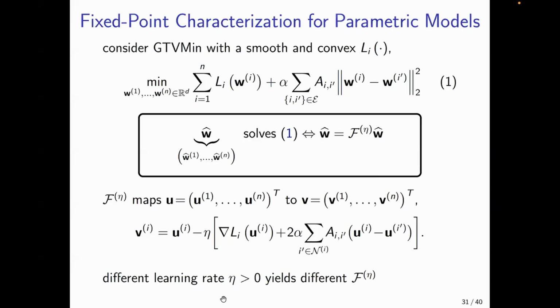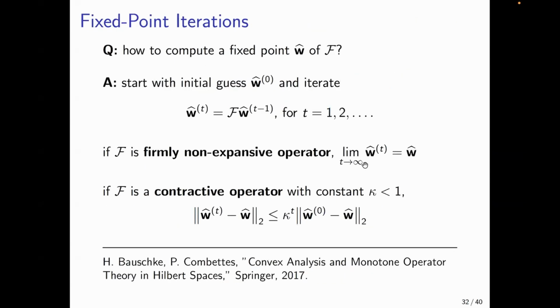Okay, so once we have succeeded in the second step, so we have found an operator that yields a fixed point characterization of GTV-min, it's quite natural. How do we find a fixed point? And then what we do is we iterate the operator, which is called a fixed point iteration.